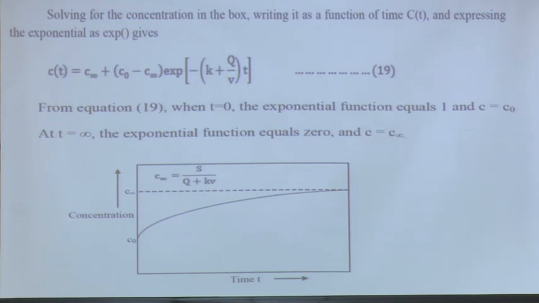Okay. Now, graphically, if I plot it, how does it look? This is the time and this is the concentration. The C0 could be my initial concentration, and it may take an infinite time to reach C infinity, which is basically S by Q plus kV. This is the curve, and it shows the rate of its decay.